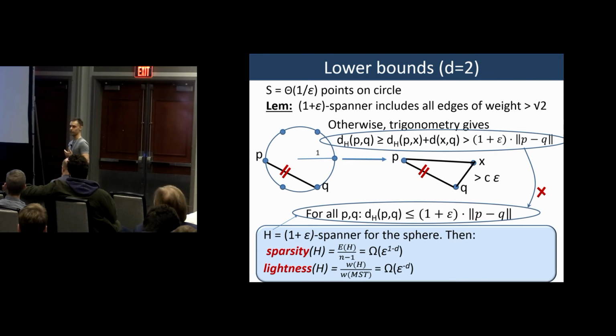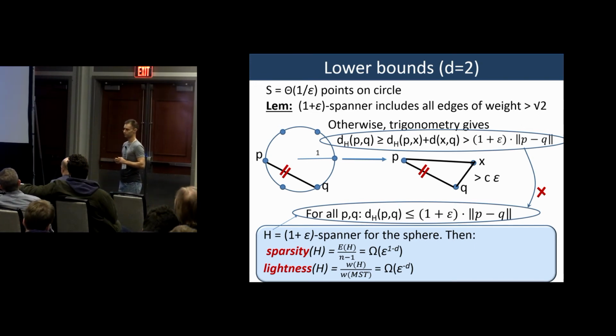We know that it goes through at least one intermediate point. Let's denote it by x. So by the triangle inequality, the distance between P and Q in the spanner is at least the Euclidean distance between P and x plus the Euclidean distance between x and Q. But we also know that all these points lie on the circle, on the boundary of the circle. And we also know that P and Q are very far from each other. And one last property that we use is that x is quite far, not too far, quite far from both P and Q, at least c times epsilon apart. And this is all we need.